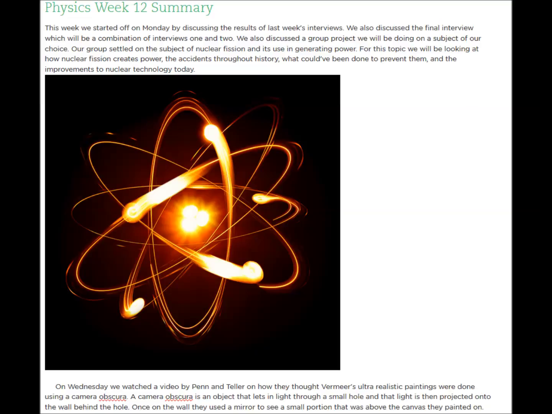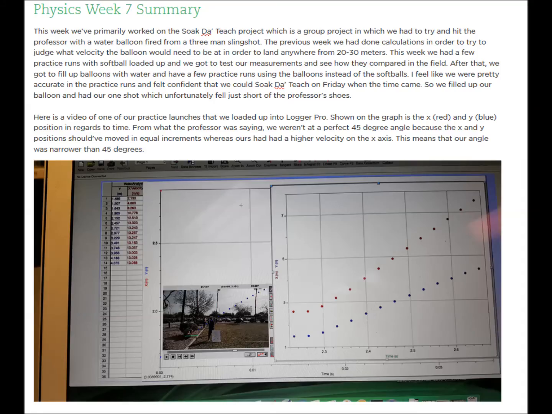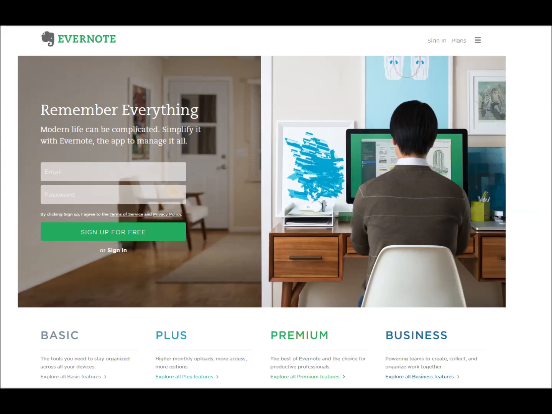Each weekly summary, however, was very detailed in what we did both in class as well as outside of the class for the week. I learned how to effectively use different platforms to present information in an organized fashion, although I preferred Evernote as it was the most natural platform for me to use.